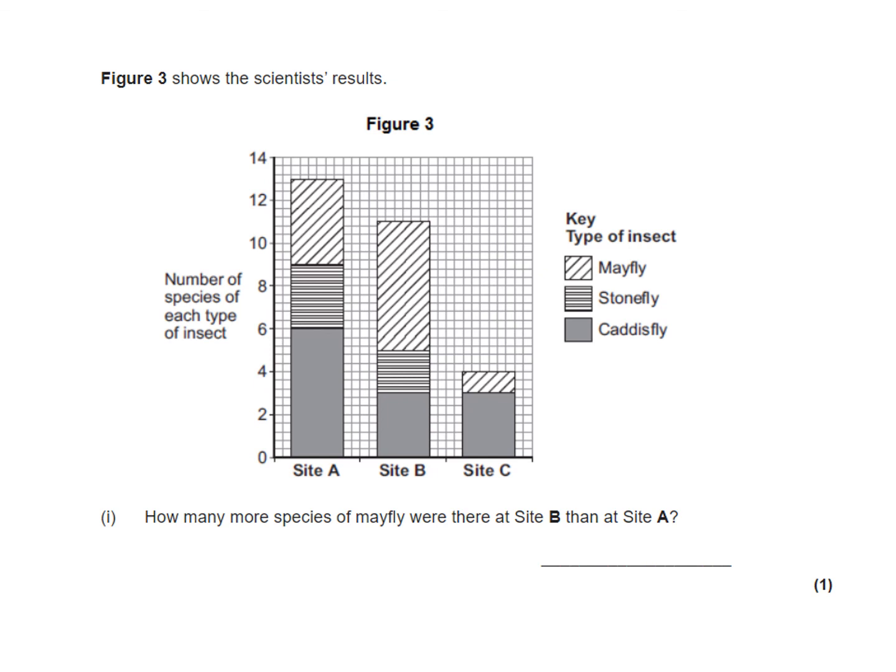How many more species of mayfly were there at site B than site A? So mayfly is the kind of diagonally striped one. Alright, see if you can work out how many more you think there were at site B than site A.